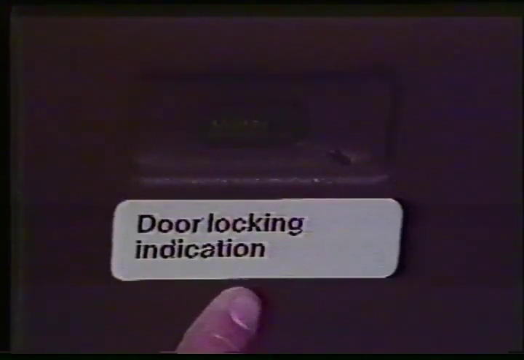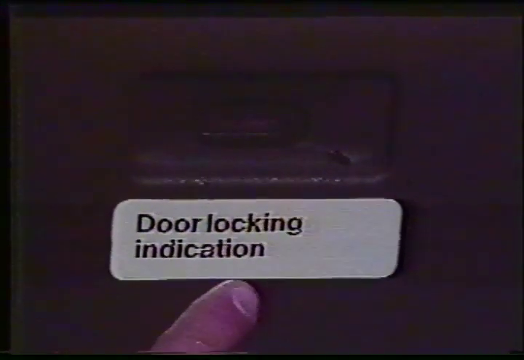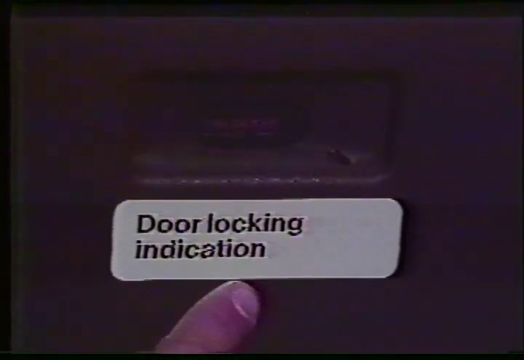To ensure the door is closed properly, check the 2 door locking indicators at the top. If the door is properly closed, the word locked will appear in the color green. If it is not properly locked, the word unlocked will appear in the color red.